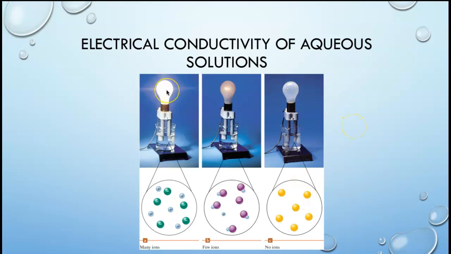So this would be considered an electrolyte solution because it can conduct electricity. This would be a strong electrolyte. This would be a non-electrolyte, something like sugar. And then the one in the middle would be a weak electrolyte.